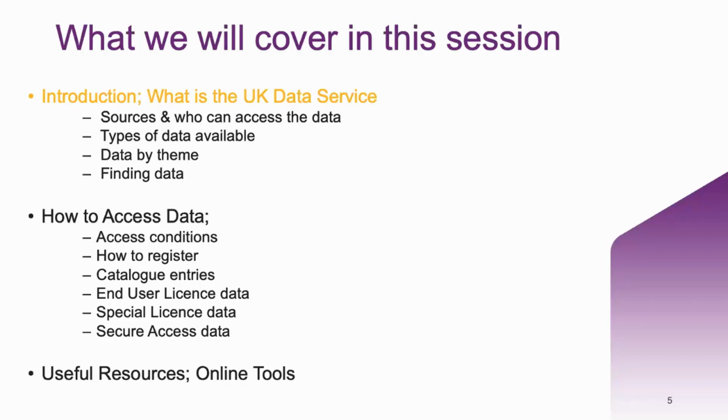So we'll start off with kind of an introduction section, and we'll run through who we are and what we do, the sources of data and who can access them, the types of data, data by theme, and finding data. We'll then move on to how to access data. So we'll talk through access conditions, how to register. We'll run through catalogue entries and how they kind of look. And then we'll talk about the differences between end user license, special license and secure access data and how to access those. We'll then look at useful resources and online tools. So that's when we kind of cover the top tips for searching the data catalogue and other search tools that we have. And as I say, at the end, we will have time for some questions.